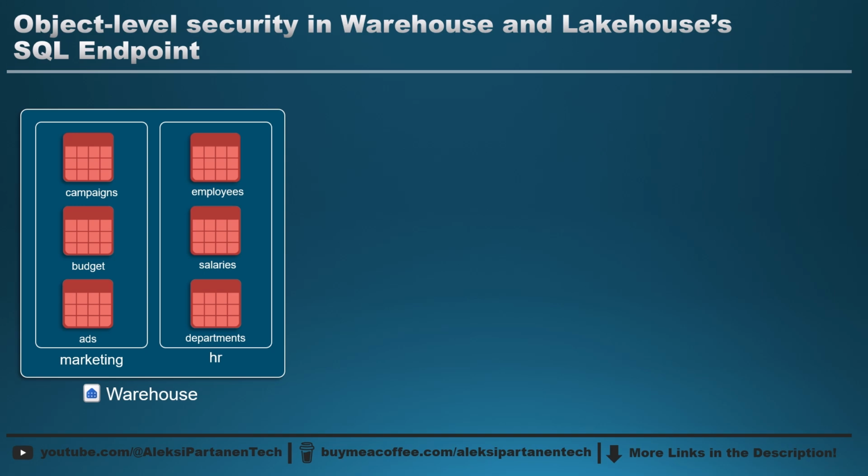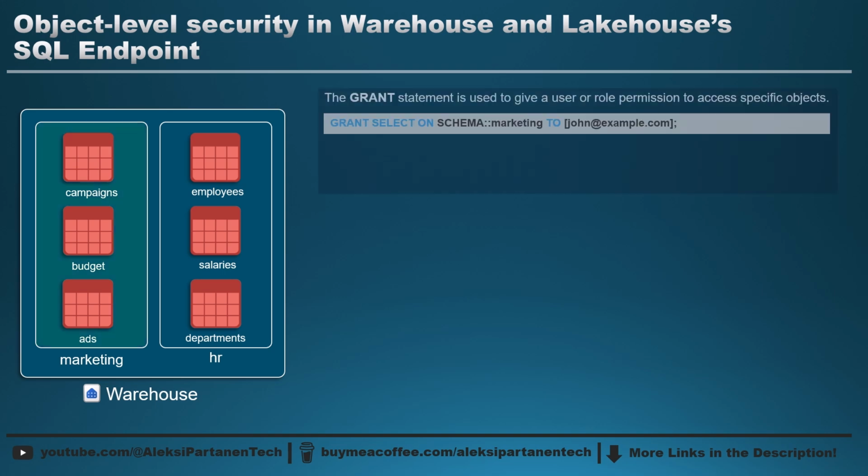In this example, we have a warehouse with two schemas, marketing and HR. Each schema contains different tables. To give access, we use GRANT statements. For example, if we want to give access to the entire marketing schema, we can write GRANT SELECT ON SCHEMA marketing TO john@example.com. This gives John access to all current and future tables inside the marketing schema, since we are granting the access on schema level.